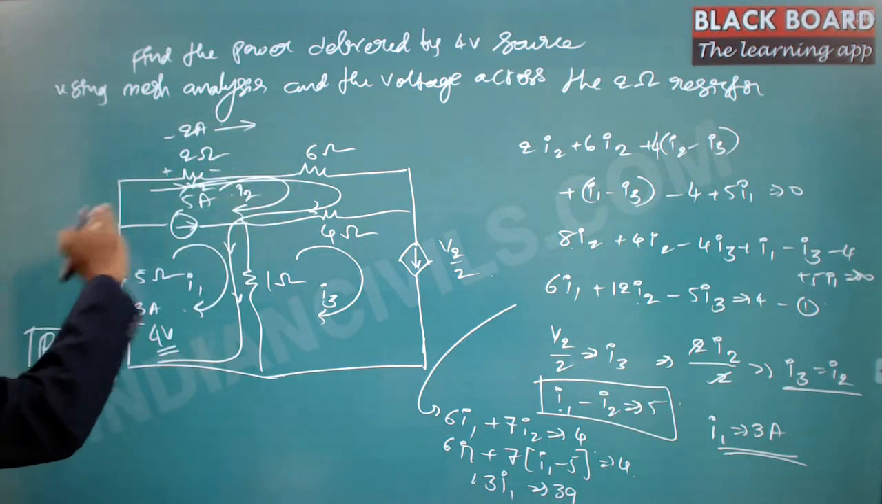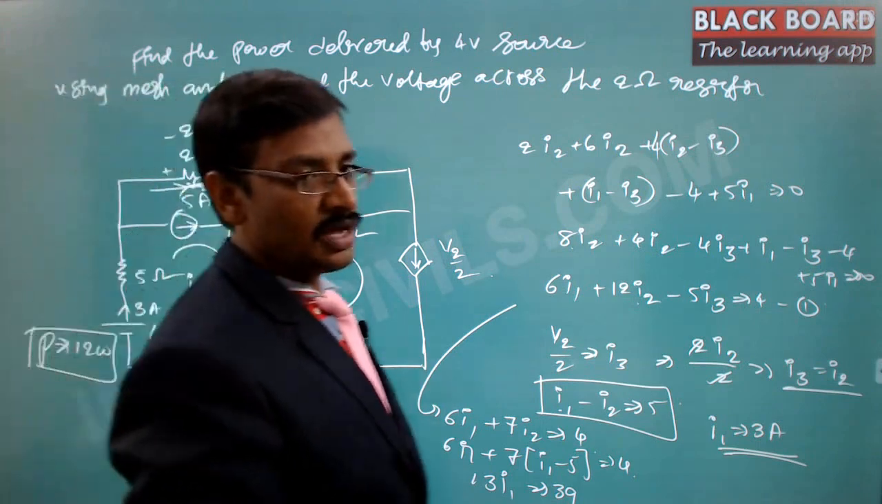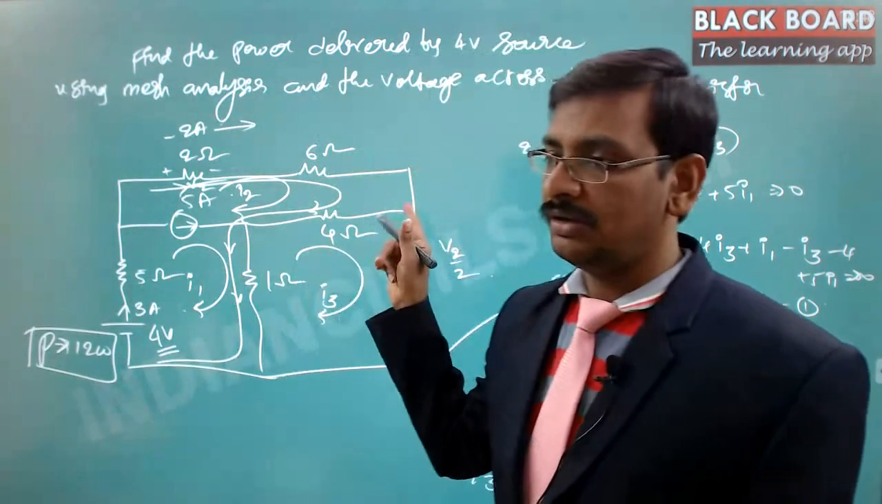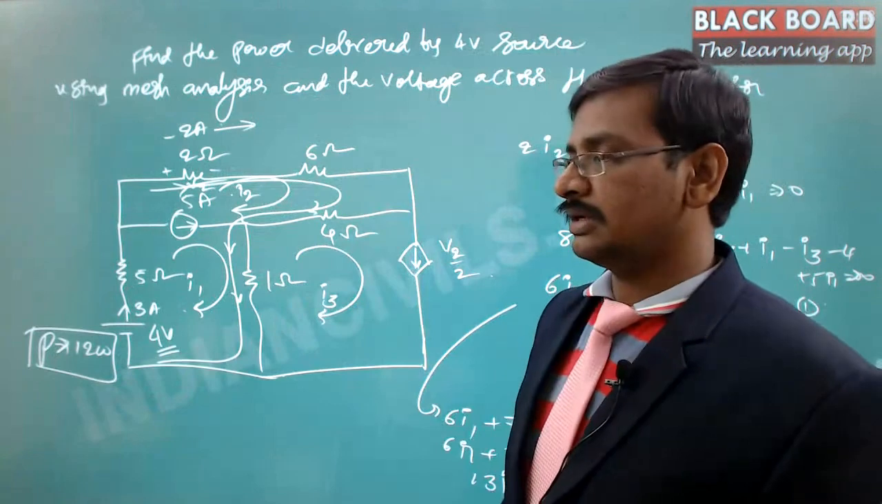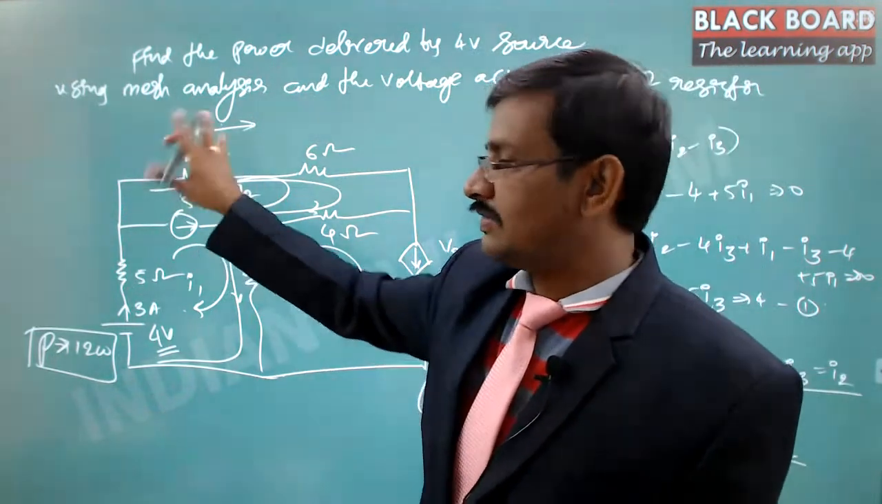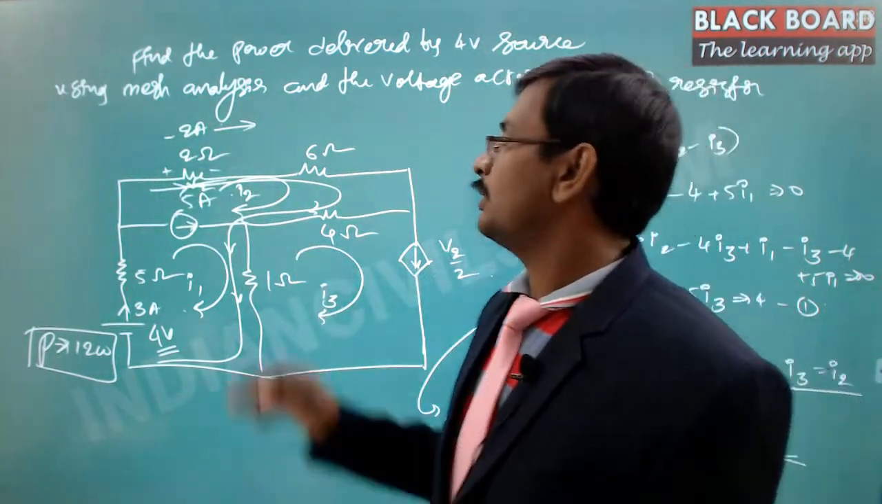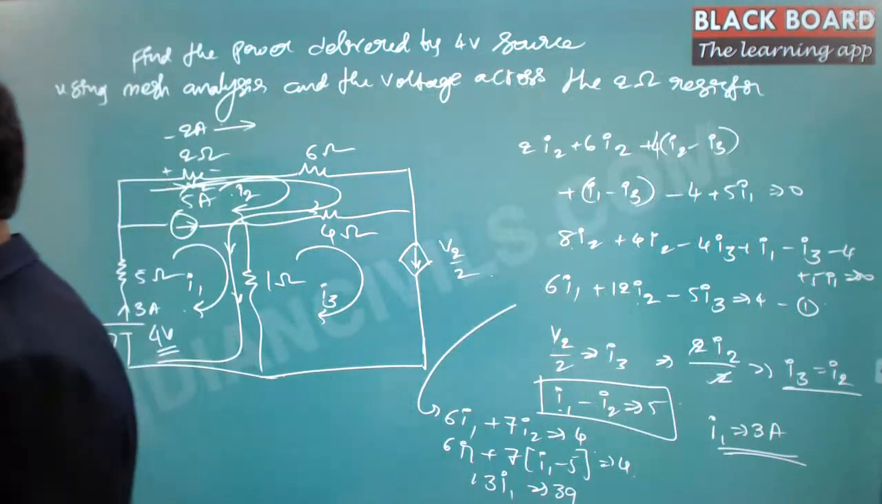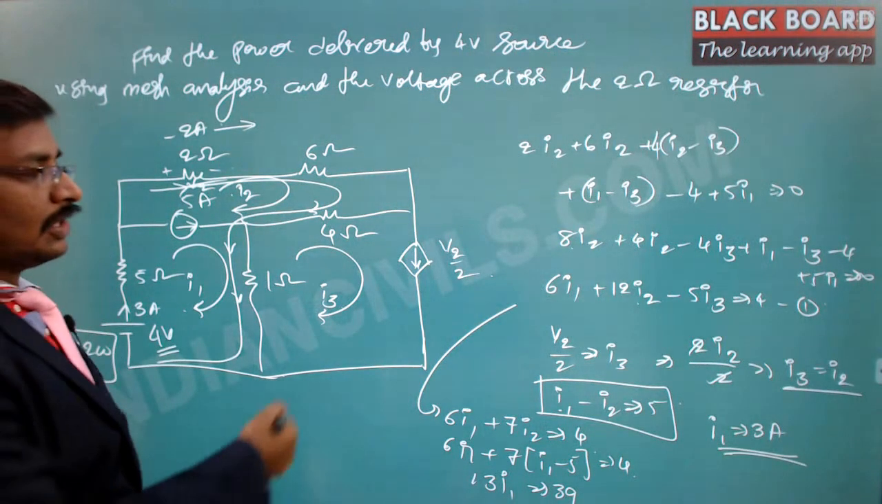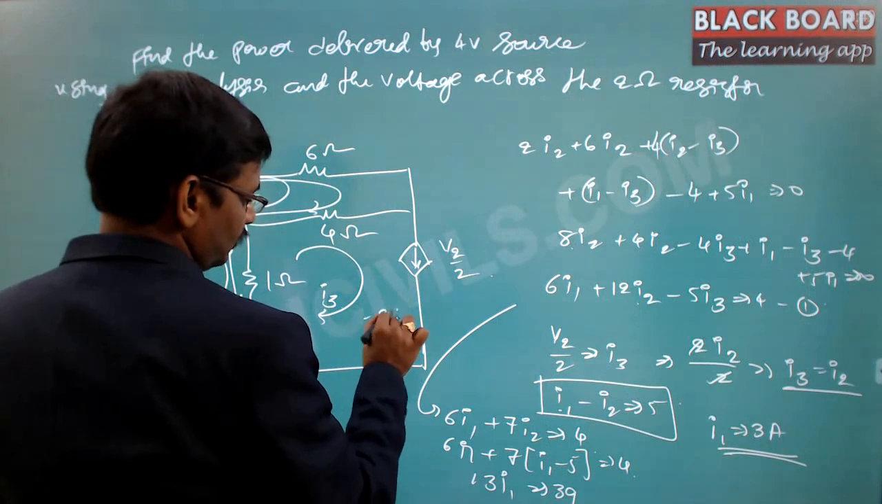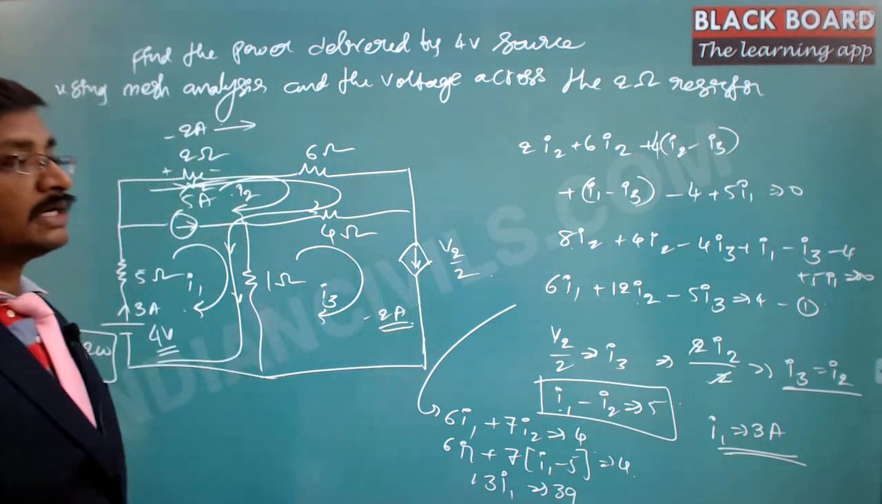We were assuming the current from left to right, but ideally it would have been right to left. That is the reason we have got the negative sign in this particular case. So the voltage is dropped in the reverse manner. Alright, so this is minus 2 amperes. And similarly, I3 is also minus 2 amperes, because I2 equals I3.